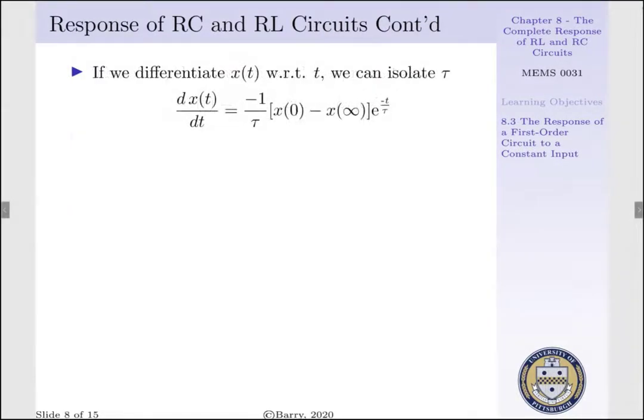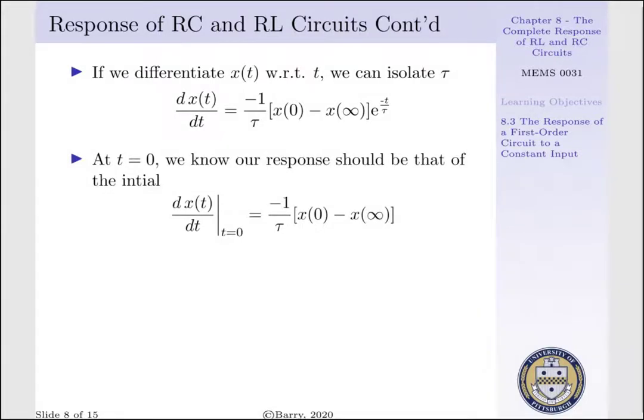If we differentiate x of t with respect to t, we can isolate our time constant tau. That is, we'd have dx of t dt would be equal to minus 1 per tau, x naught minus x infinity, e to minus t per tau. At time t is equal to 0, we have our initial response. That is, dx of t dt at time t is equal to 0 should be equal to minus 1 per tau, x of 0 minus x infinity. That is, our e to minus t per tau goes to unity.